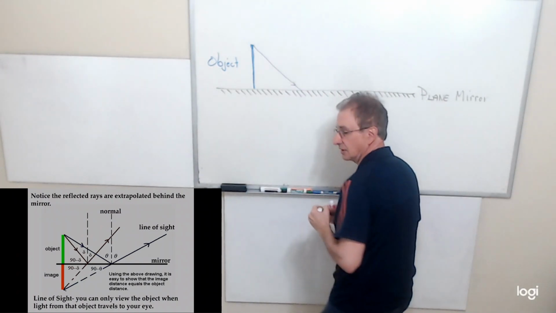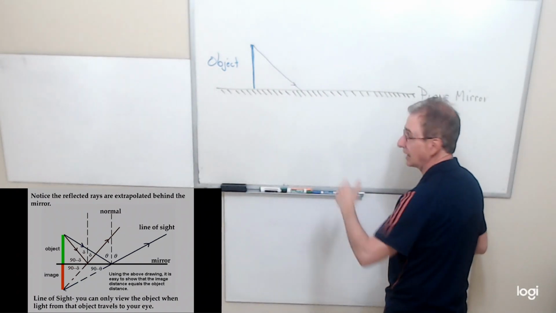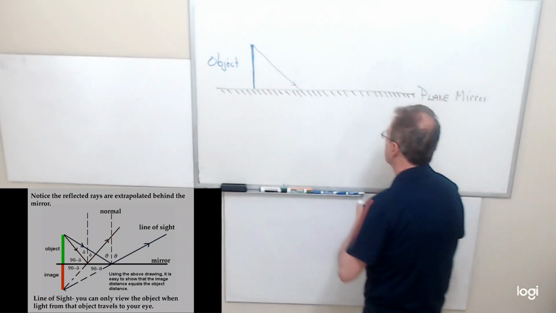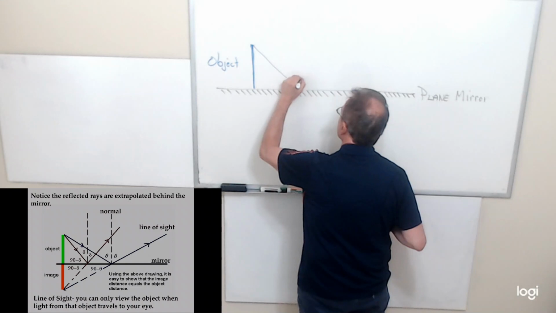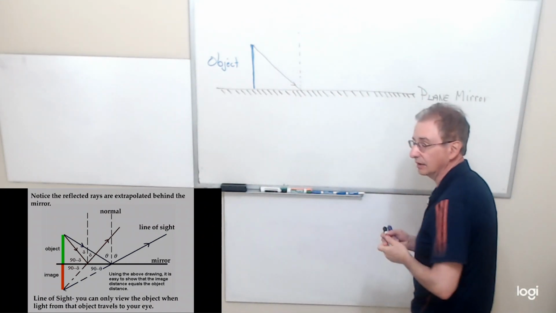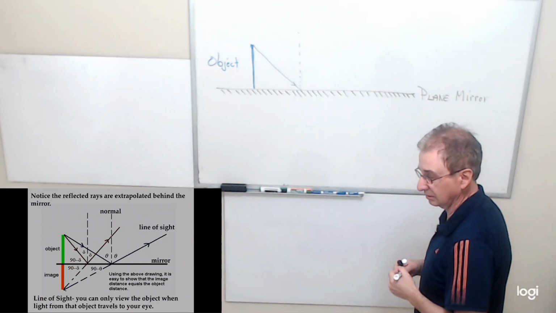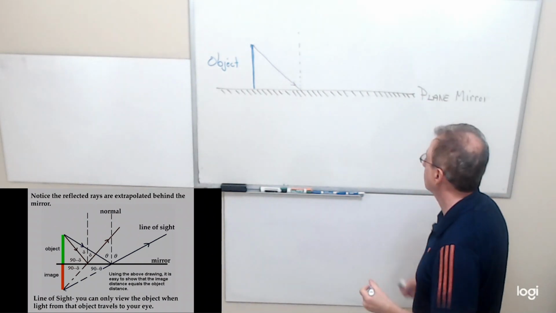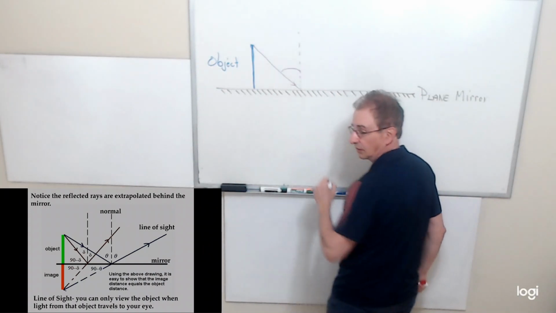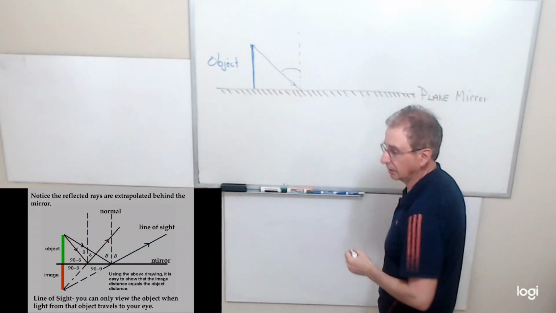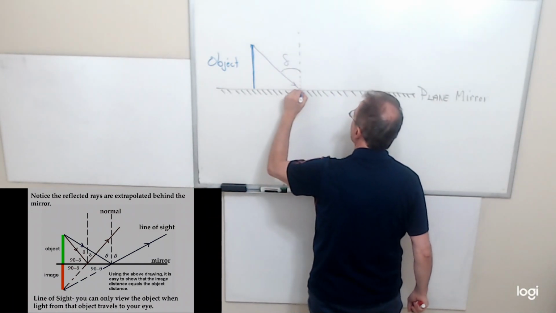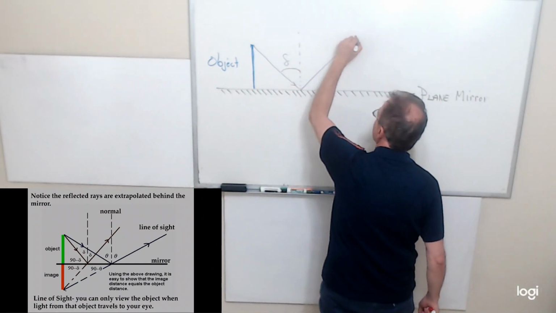This is an incident ray. And so that's going to bounce off the mirror. So let me draw the normal to the surface. And that ray is going to obey the law of reflection. So this angle of incidence, which I'll call delta, will get reflected. I'll try to draw it as best I can.